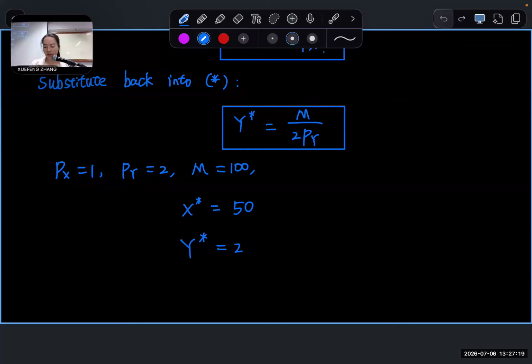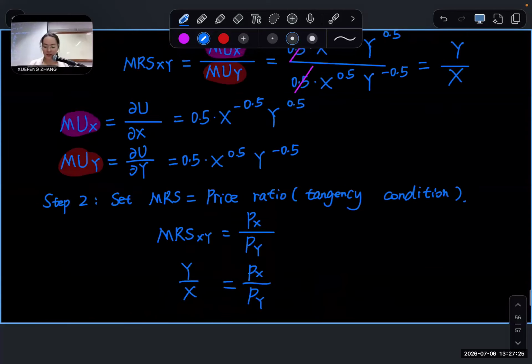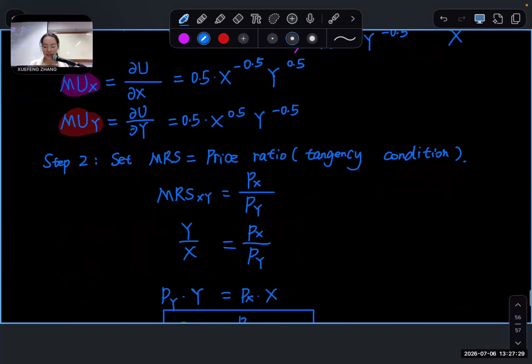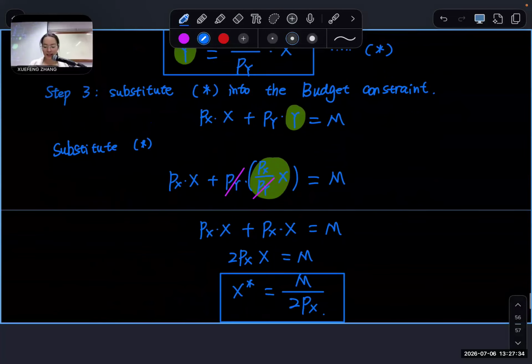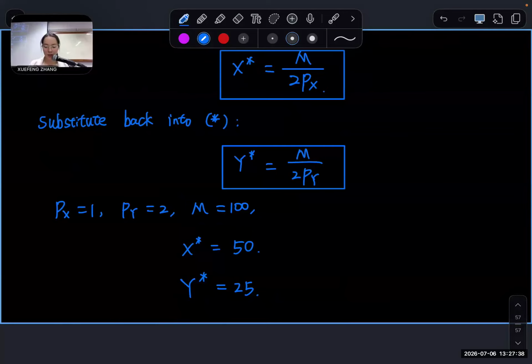The same answer, okay, as the Lagrangian. But here, you see, we only need 3 steps, okay? The first one, find the MRS. Step 2, we set the MRS equal to the price ratio, and then we just solve it. We can get x star, y star, and then we plug in numbers. We will get exactly the same answer as the Lagrangian.